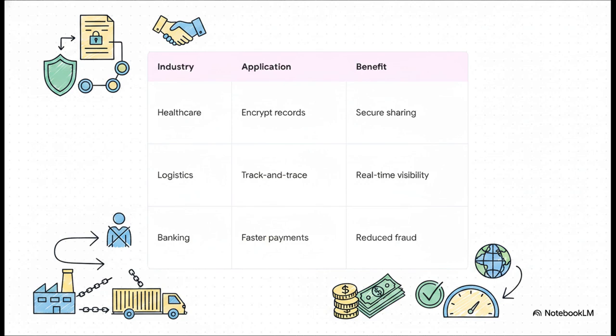Take healthcare. Blockchain's immutable ledger is currently being used to encrypt sensitive patient records. This allows for highly secure data sharing between providers, plus automated smart contracts for insurance processing. Or look at logistics. It's serving as a powerful track and trace tool, giving companies real-time visibility from the manufacturing floor literally all the way to your front door, while stripping out unnecessary middlemen. And in banking, it's completely revolutionizing cross-border payments, heavily reducing fraud through immutability, and dramatically speeding up traditional settlement times. It's basically the scalability of trust applied directly to global commerce.